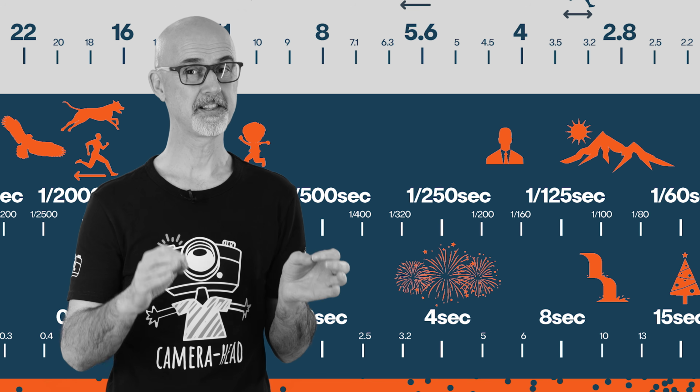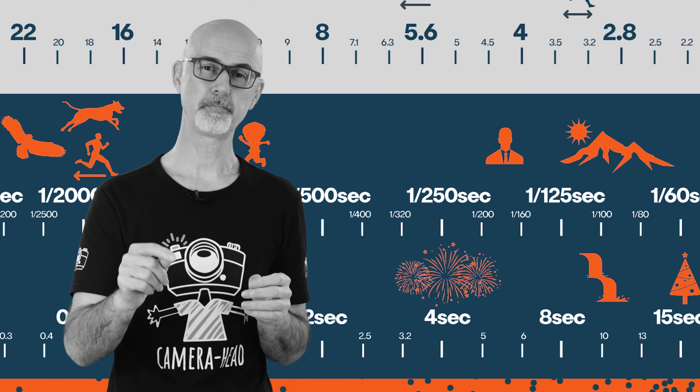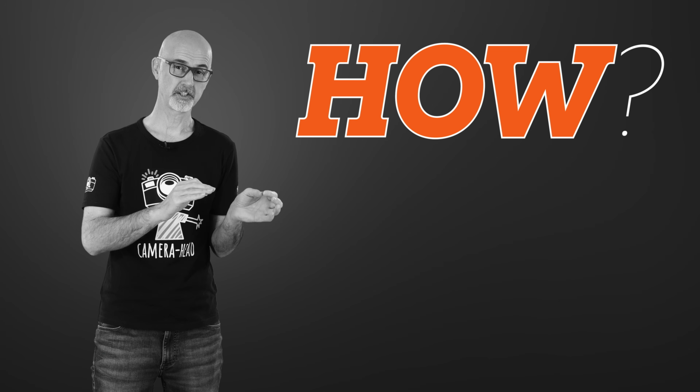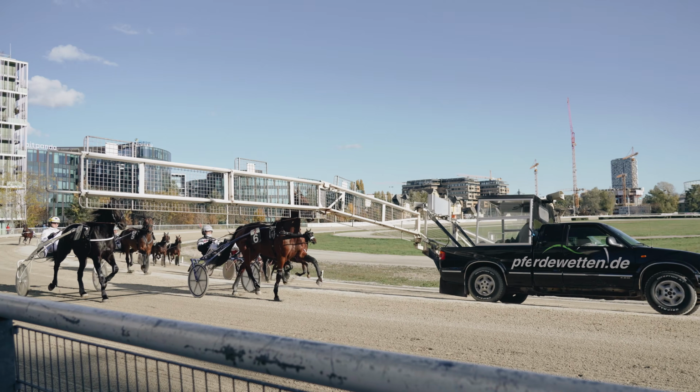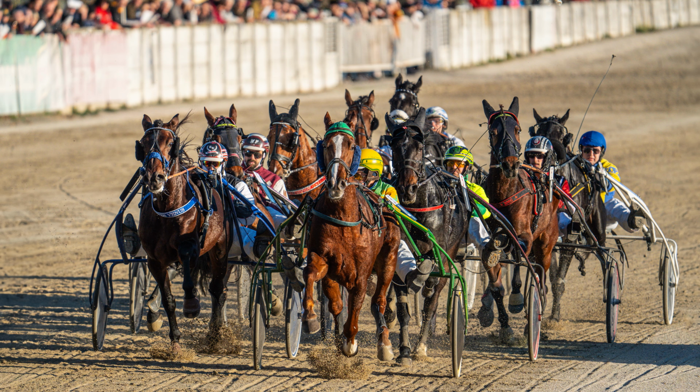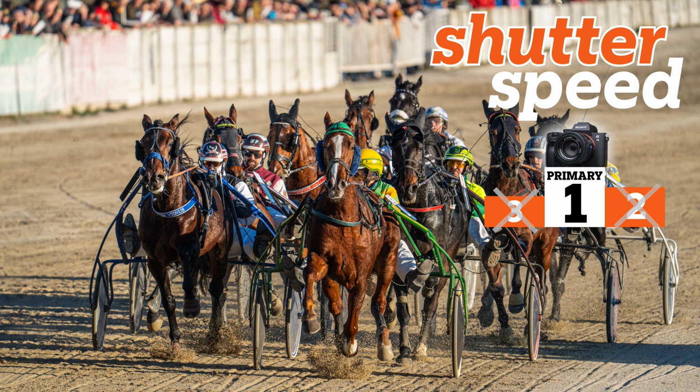So it is much easier than you might expect. Just set the shutter speed that I listed and you can't go wrong. But how do you actually set shutter speed without getting an image that is too dark or too bright? Time for another example. Let's say we want to photograph a horse race. We want to freeze the motion, so shutter speed is our primary camera setting.